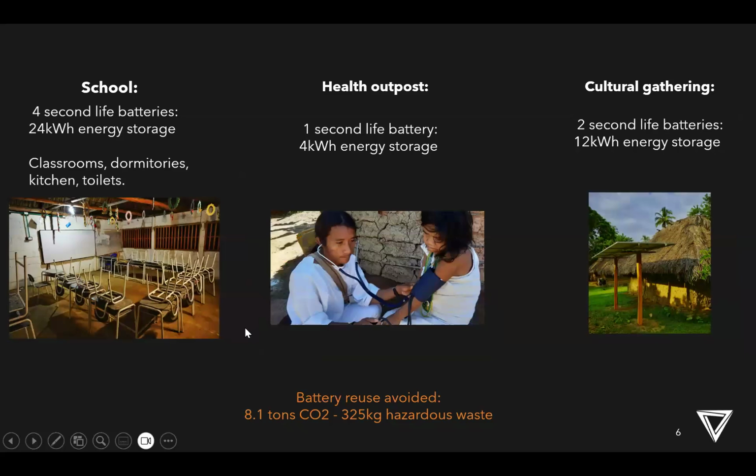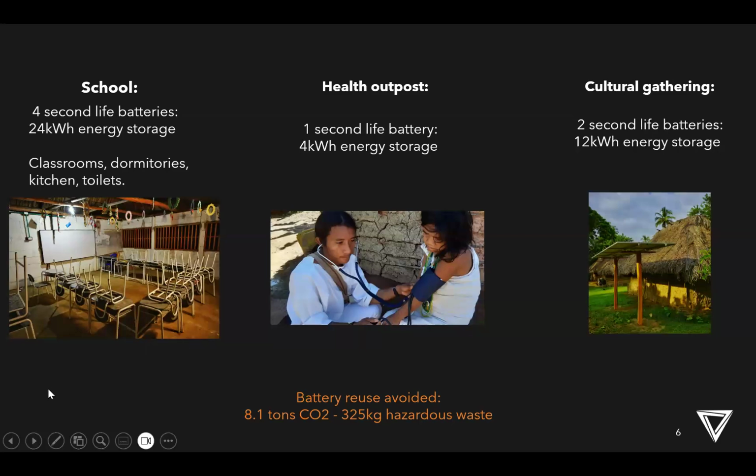It consisted of installing 3 energy storage systems. The main one in the school, because it's the largest and it has the biggest requirements. We electrified the classrooms, the dormitories of the students, the kitchens, and their toilets. We also gave energy to the health outpost, which previously had no access to energy. And finally, to the cultural gathering, which is of spiritual significance to the community.